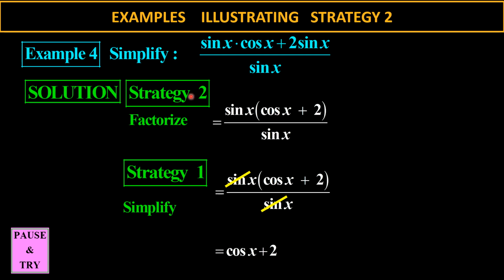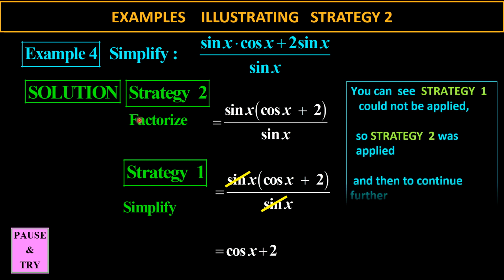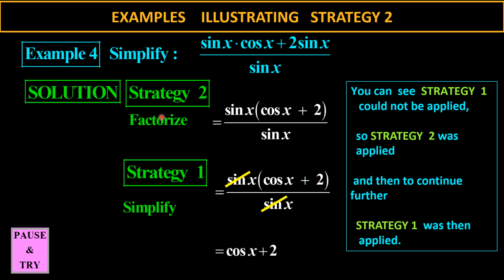Right? So after strategy 2, you always go back to strategy 1. Don't go to strategy 3. Always see whether you can simplify. Whenever you do something, ask, can I simplify? And remember, there are many techniques of simplifying.